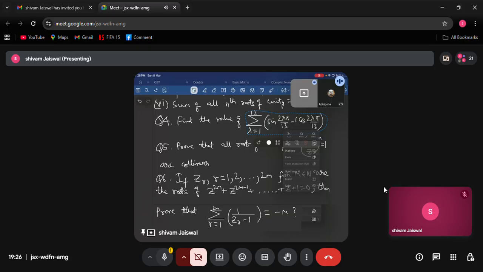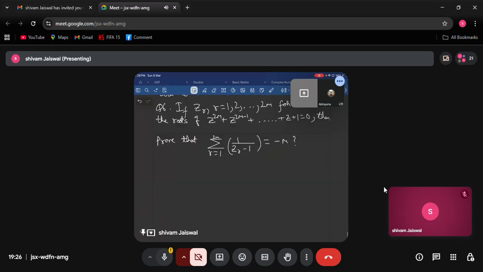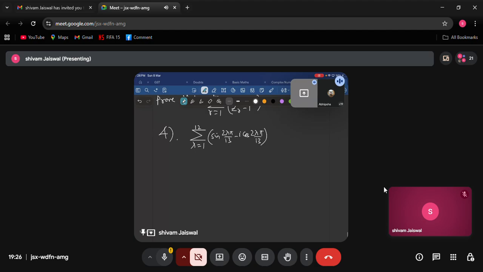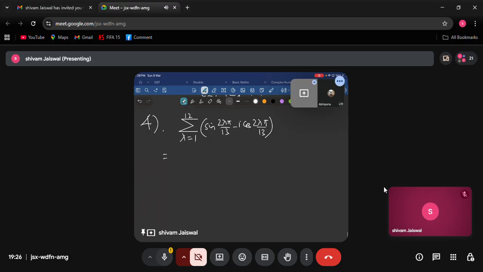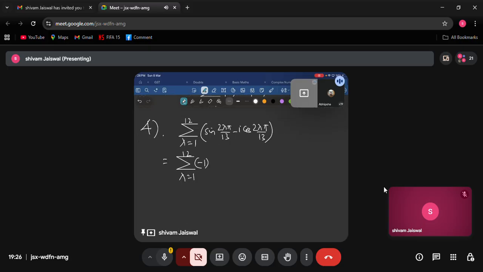Pay attention, everyone. Number 4. So over here what I am going to do is take minus iota common. Okay, let's see what we are getting. Summation of lambda equal to 1 to 12, taking minus iota common, we are going to get cos 2 lambda pi by 13 plus iota sin 2 lambda pi by 13, with minus iota common.